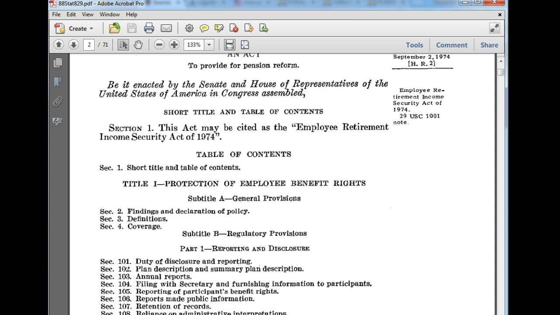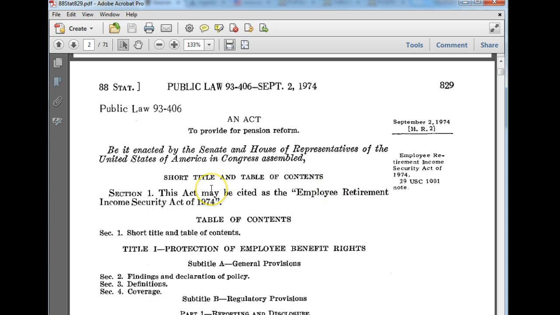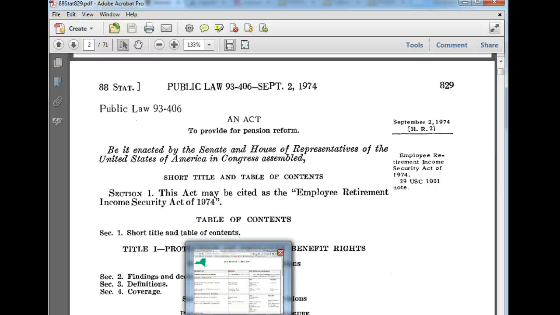Okay, you will find all of these public laws, including ERISA, officially published in this tome known as Statutes at Large. We have a little bit of show and tell today. Why do we care about this old, heavy, dusty tome? Well, in part because what you are looking at when you look at public laws is statutes at large.